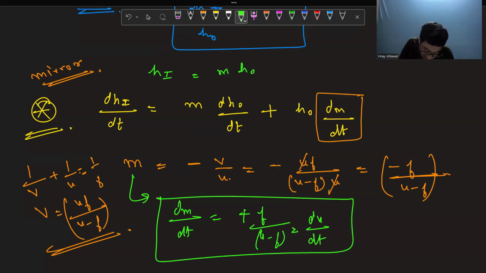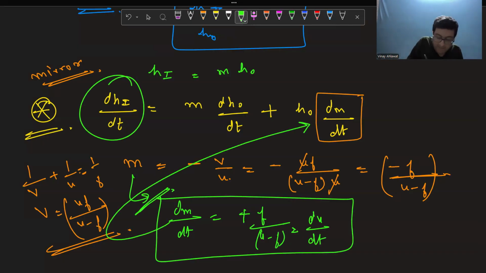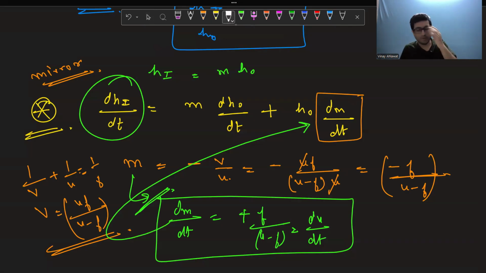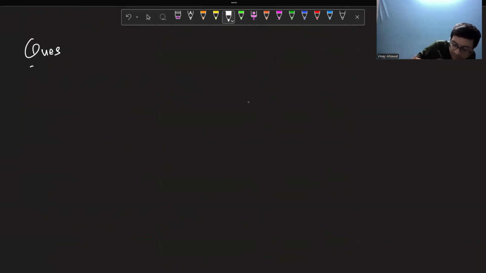You can plug the values here. You get dm by dt, you put that here, and you ultimately get dhi by dt, rate of change of hi, height of image. That's what? Y component of velocity. Am I right? Yes, sir. Shall I try to create a question? Shall I? Yes, sir. Copy this part? Yes, sir. Good. So let's create a question.